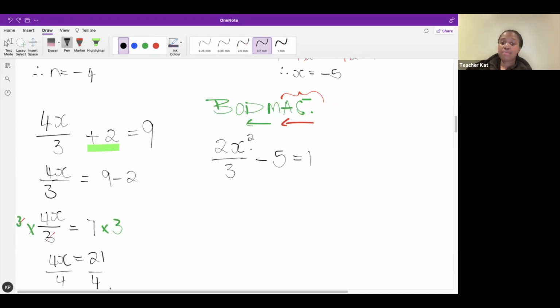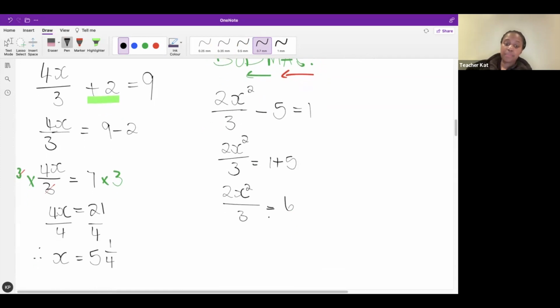Okay, let's get rid of this -5. What happens when we get rid of this -5? It becomes a plus. So I have a 1 plus 5 over here. So then 2x squared divided by 3 equals 6. Now let's get rid of my 3. How do I get rid of 3 in my denominator? We times by 3 on both sides. All right, gone. So I'm left with 2x squared is equal to 18.